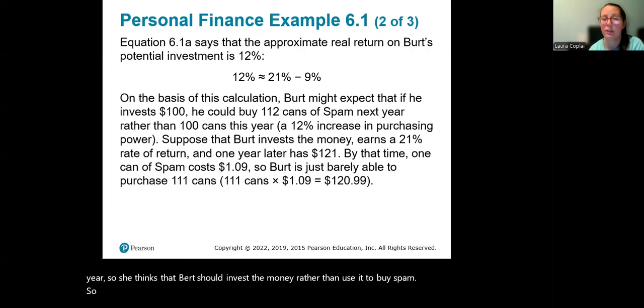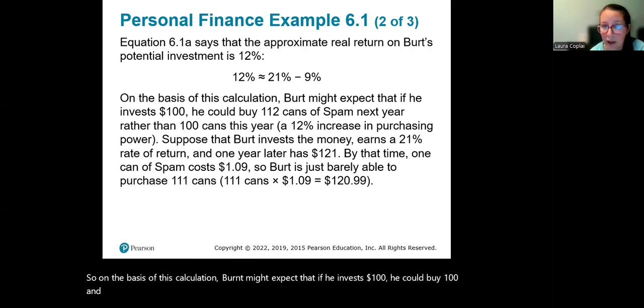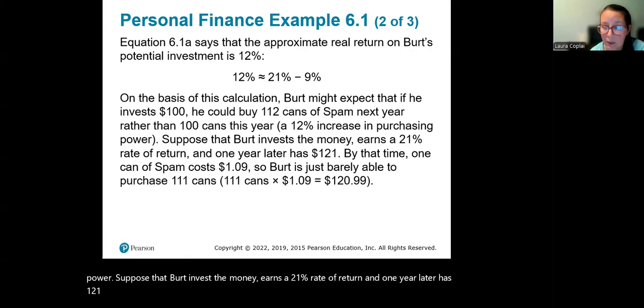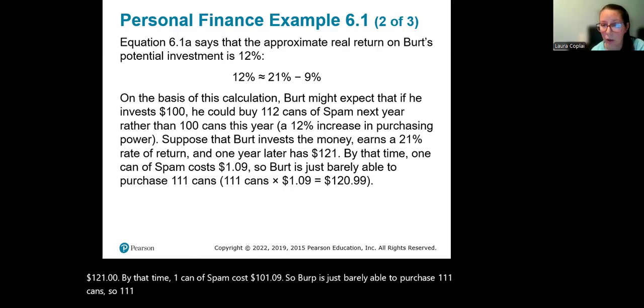So if we put those figures into the equation, 12% is roughly 21 minus 9%. On the basis of this calculation, Bert might expect that if he invests $100, he could buy 112 cans of Spam next year rather than 100 cans this year, which is a 12% increase in purchasing power. Suppose that Bert invests the money, earns a 21% rate of return, and 1 year later has $121. By that time, one can of Spam costs $1.09. So Bert is just barely able to purchase 111 cans. 111 times $1.09 is $120.99.